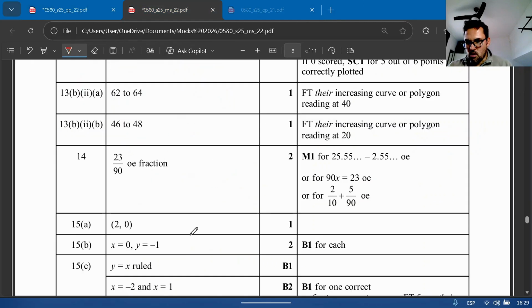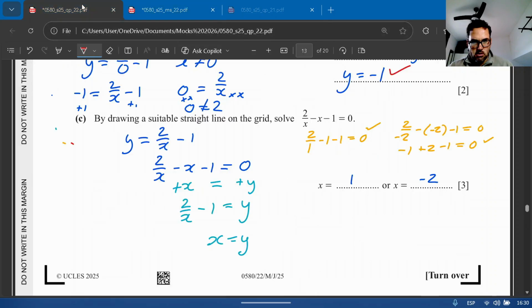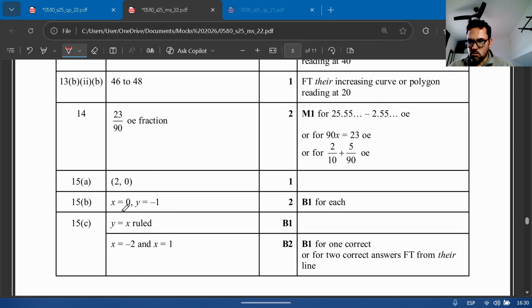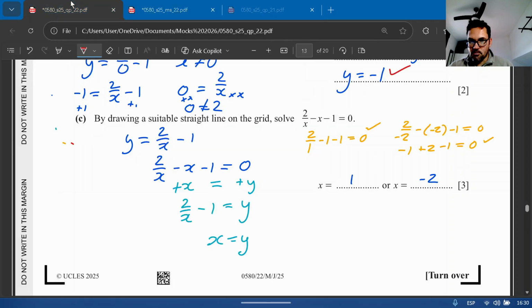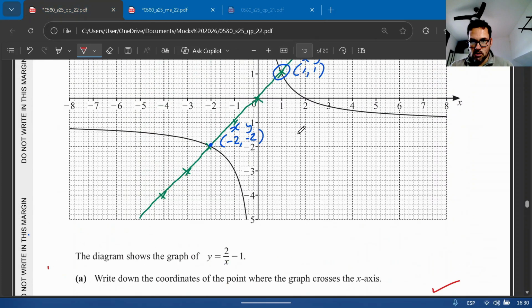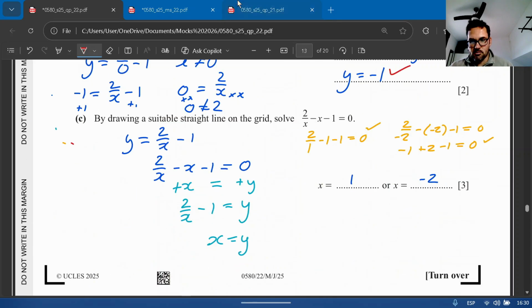Let's check what the mark scheme says. X equals 0, y equals minus 1, 2 marks. Oh, here, sorry. Y equals x. So you get 1 mark for the graph, and then 1 mark for each correct answer. I don't think the order is important.